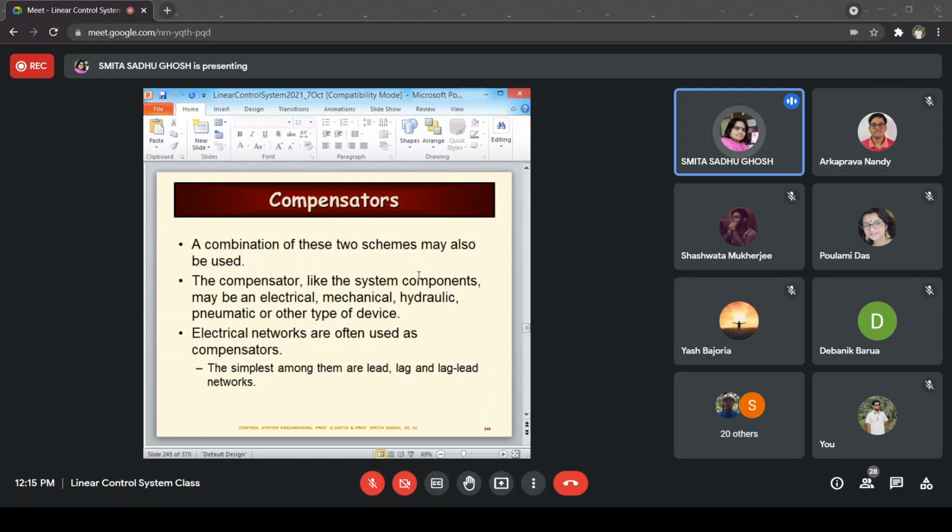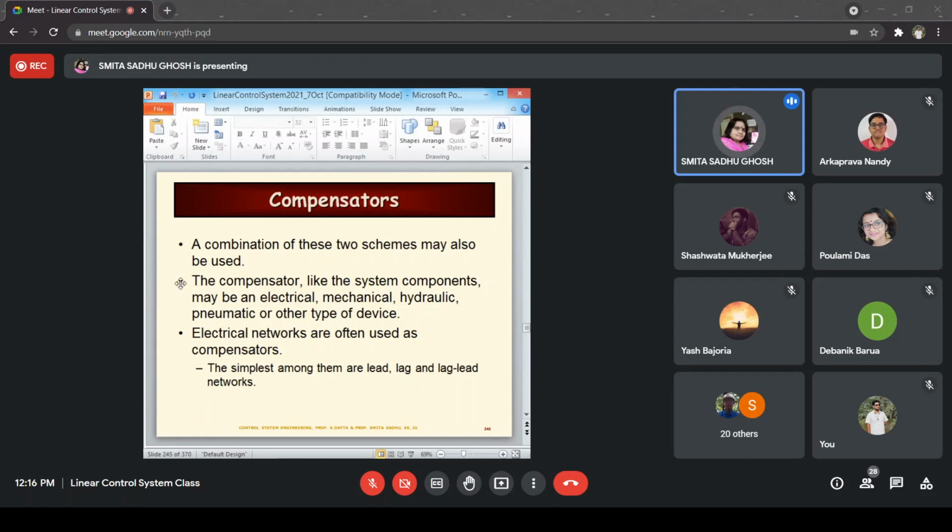Often we will find that the compensator has a combination of such schemes. Maybe you have one compensator in the forward path and another in the feedback path, and by combining those two, you are trying to meet the objectives for which the system has been designed.